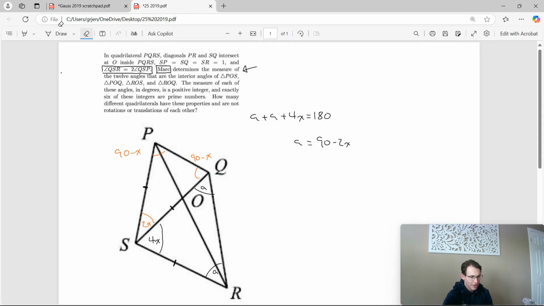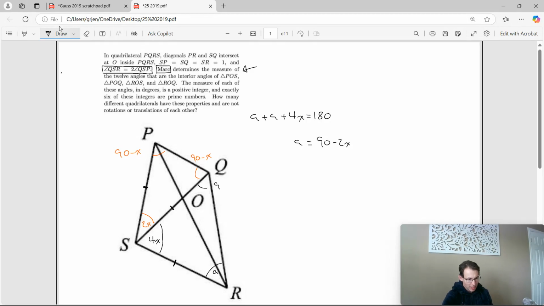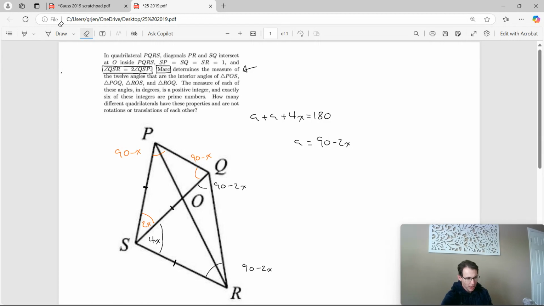So let's write that in, everybody. This one here is 90 minus 2x, as is this one, 90 minus 2x. But that one's like a partition, right? That one is split up again. Okay, so we've made some progress there, but we still don't know anything about those interior angles, and it's not immediately apparent how they're related to x.